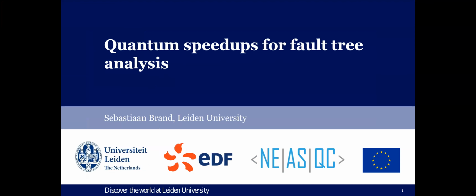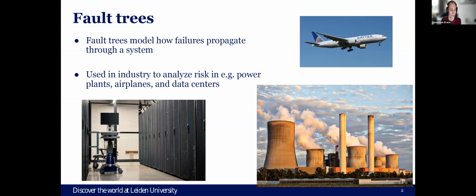Yes. So specifically, I'm going to talk about quantum speedups in fault tree analysis. This is work done as part of this NEASQ project, also in collaboration with EDF, which is an industry partner who uses fault trees to analyze their own systems. So fault trees are used to model how failures propagate through a system. In industry, they're used to analyze, for example, risk in airplanes or power plants or data centers.